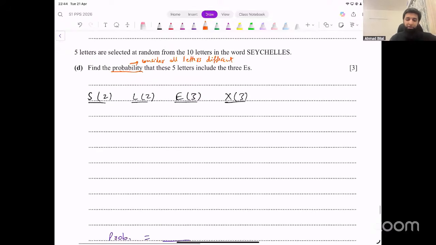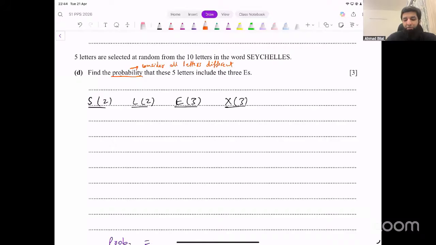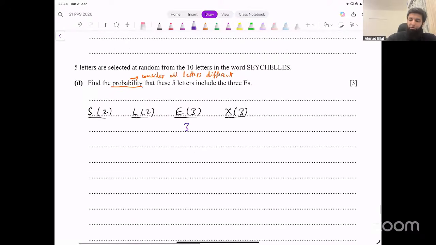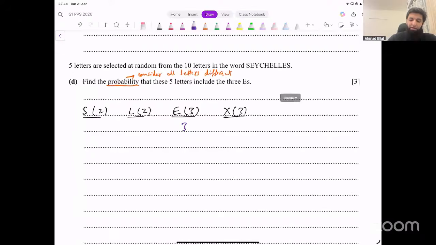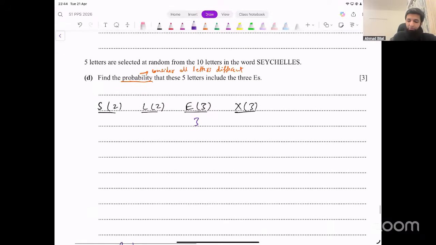All right. Now, what are the cases that satisfy the condition? They are saying find the probability that these 5 letters include the 3 E's. So all 3 E's have to be there. For the remaining 2 letters now, we have these options. What are the possible cases that we could have for that? If the 3 E's are all there, there's no condition on the other letters. That will be too many cases.